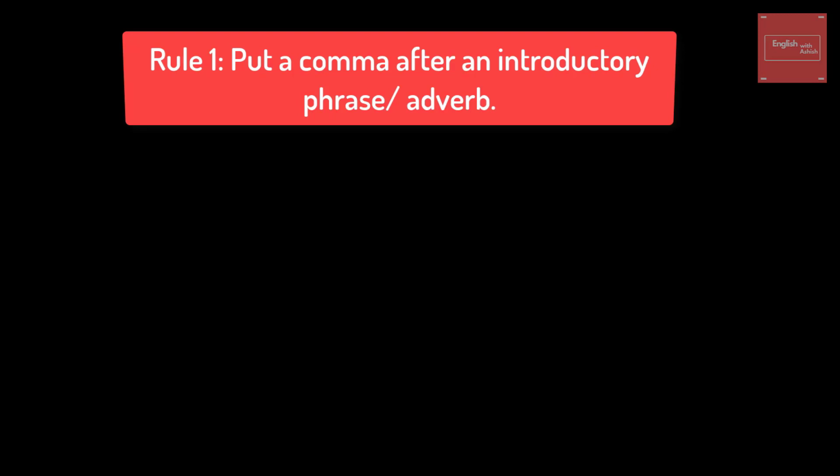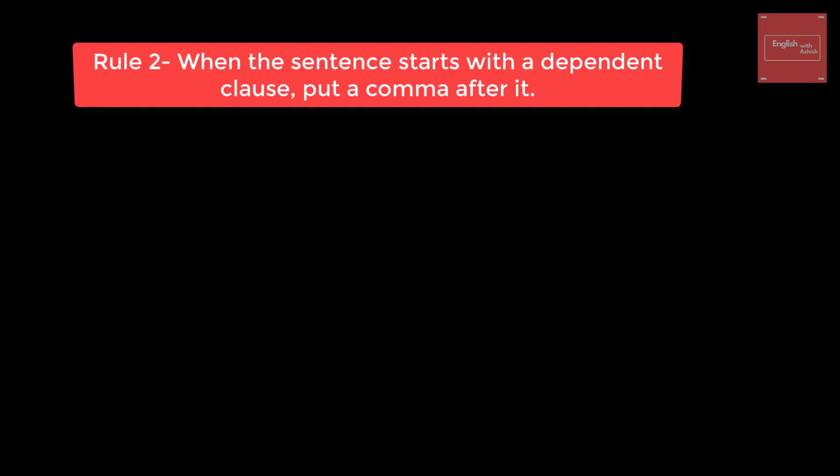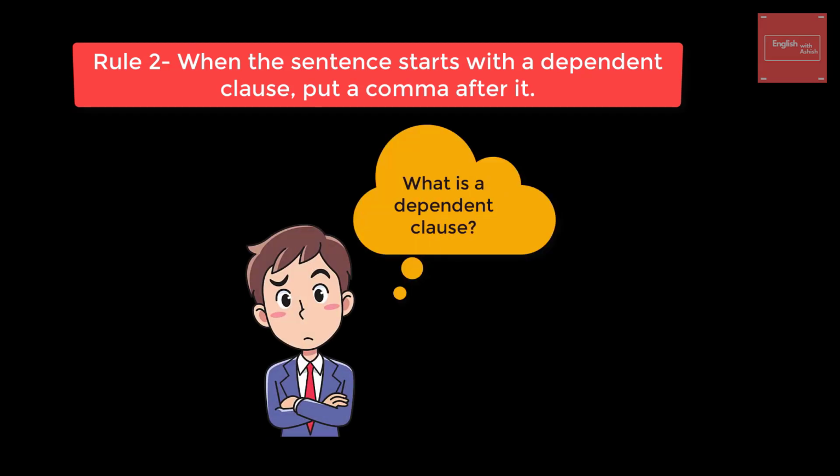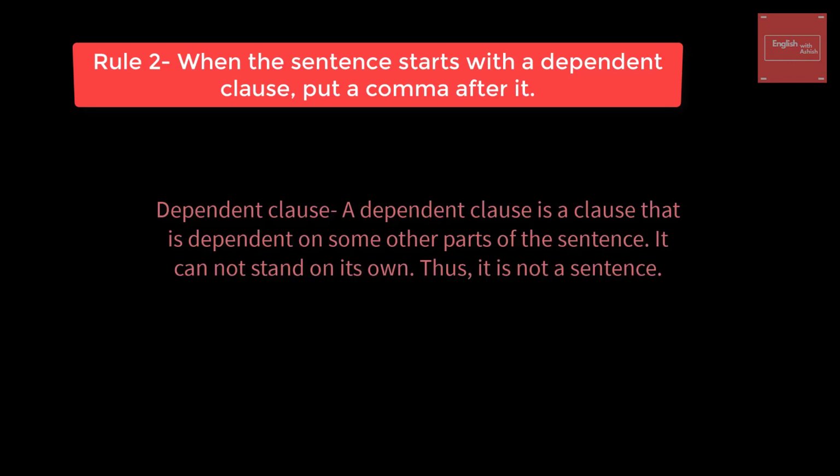Now let's talk about rule number two. If you start your sentence with a dependent clause, put a comma after it. If you don't know what a dependent clause is, don't worry, I'm going to tell you. A dependent clause is a clause that is dependent on some other parts of a sentence. It cannot stand on its own. It depends on something. That is why it's a dependent clause, and that is why it's not a sentence.